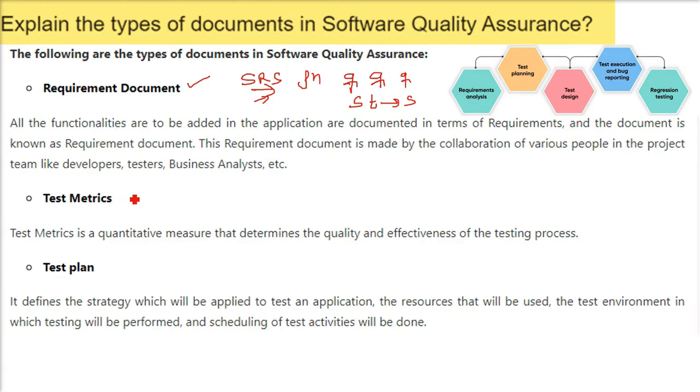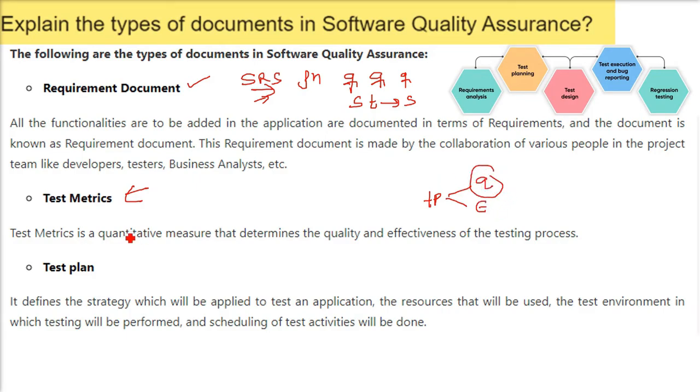Then we have the test metrics. These are quantitative measures, such as cyclomatic complexity and the like, used to determine the quality and the effectiveness of the testing process. There are metrics even for the testing, because the testing is also tested. The test cases are also tested.